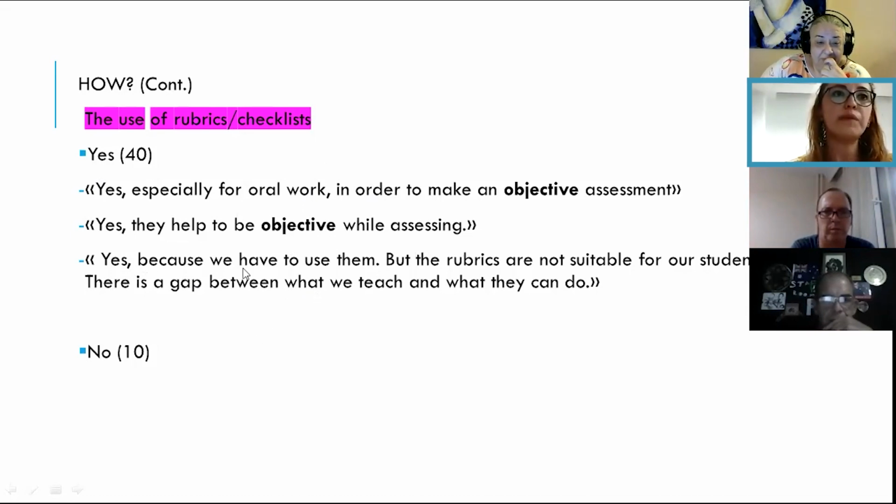One said, yes, because we have to use them, but the rubrics are not suitable for our students. There's a gap between what we teach and what they can do. If you have such an experience about rubrics, you can adapt your rubrics according to your students' needs, levels, interests, whatever you do, you can adapt them rather than just adopt them. And 10 of them said no.